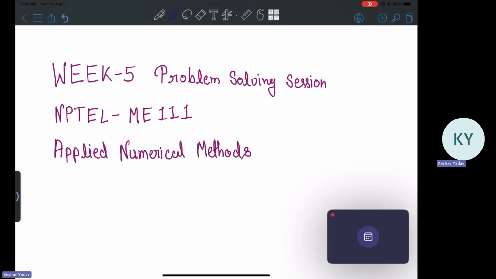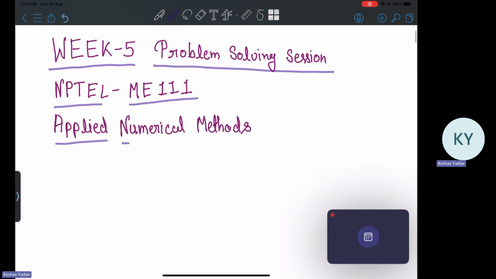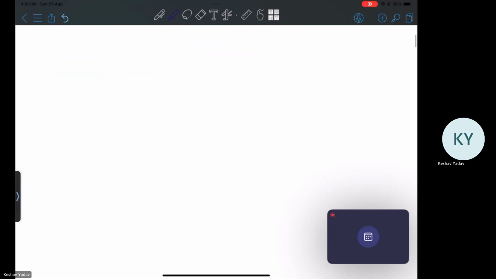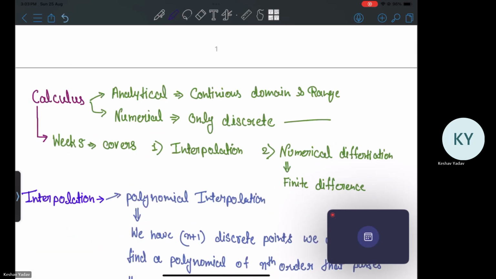Good afternoon, everyone. Welcome to week 5 of the problem solving session for course NPTEL-ME111, which is applied numerical methods. Till week 5, we have seen how to solve a nonlinear equation.